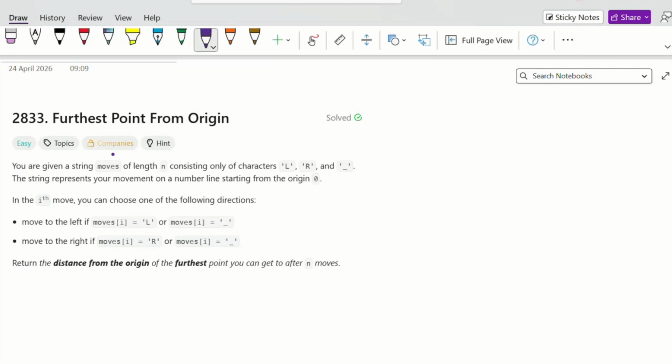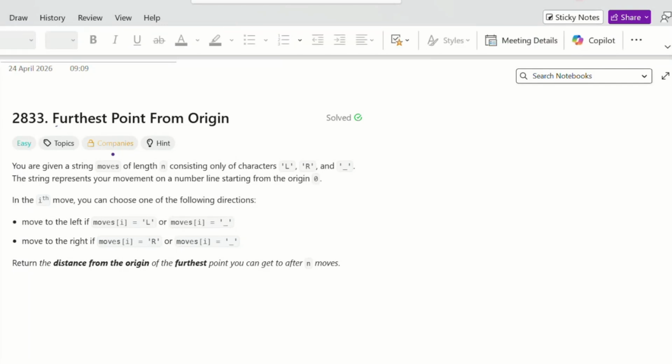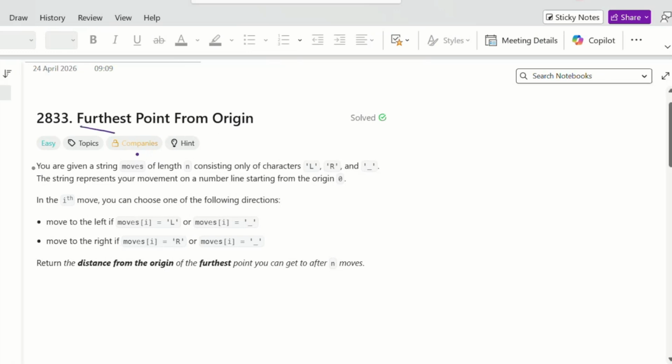Hi everyone. So today's problem of the day is farthest point from origin. So what is given in the description?